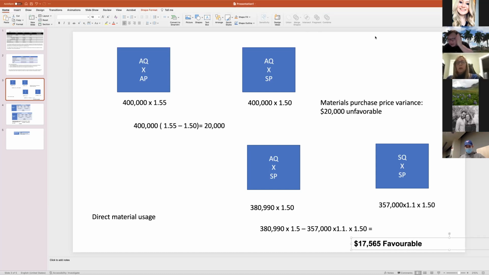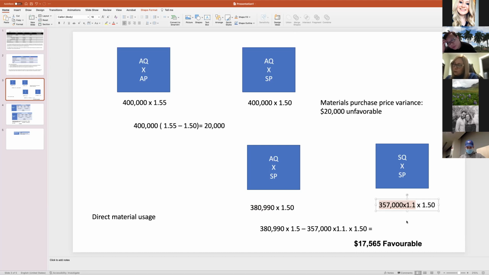Ashley, you raised your hand. On that other slide, it had the budgeted units. Is there any point in which we actually use that, or do we always use the actual quantity of units for the variance? The one that we had to times by 1.1, 357,000, that was the actual, not the budgeted. So when do we actually use the budgeted?